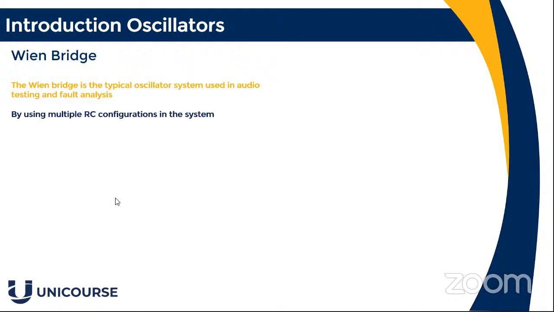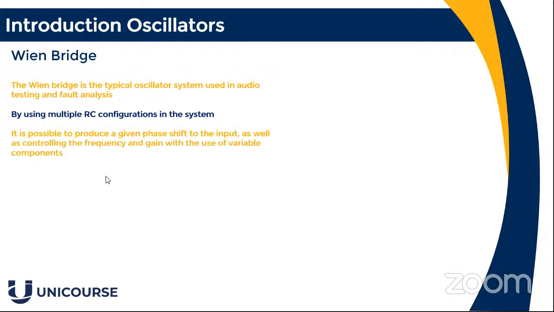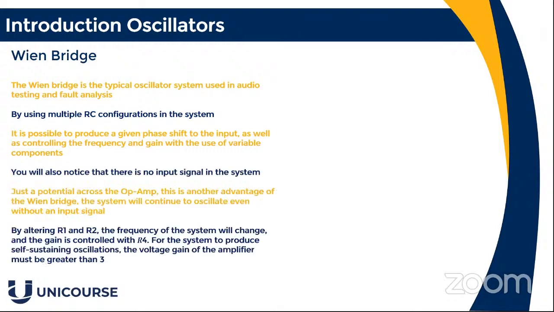Now, the Wien Bridge is a very popular one, and that one's used a lot in test equipment. It's used there to produce multiple types of sine waves and square waves for the testing equipment. It has a phase shift in the input as well as controlling the frequency. Very stable. As we know, there's no input signal, and we'll look at that very shortly. So let's look at the circuit.